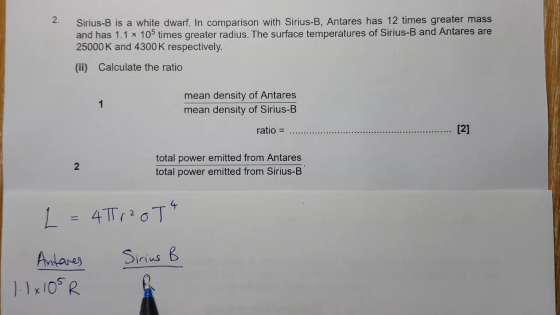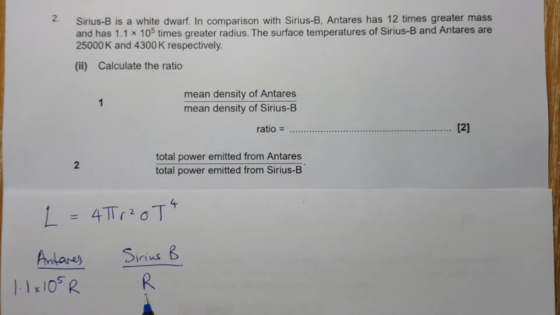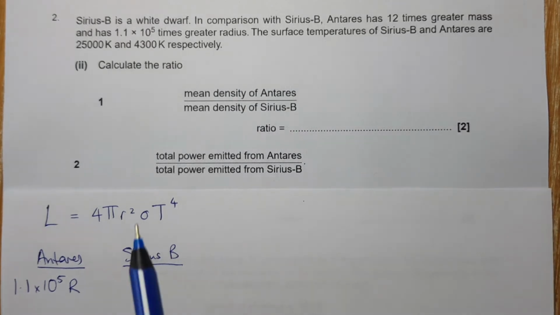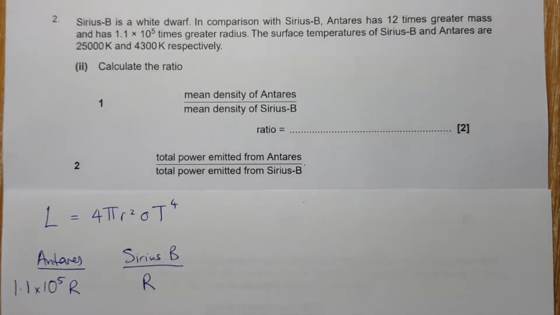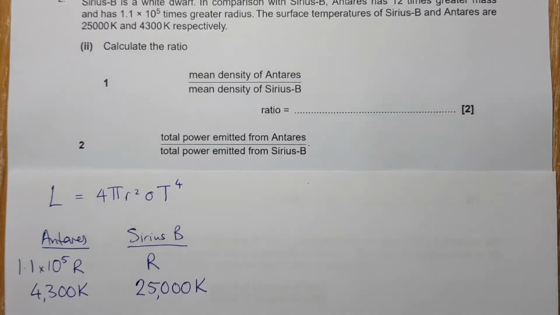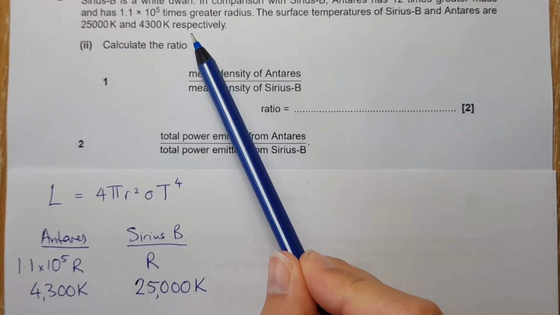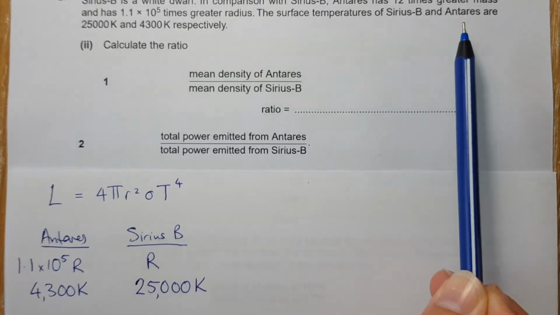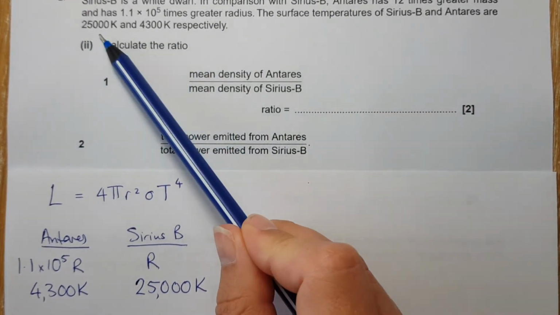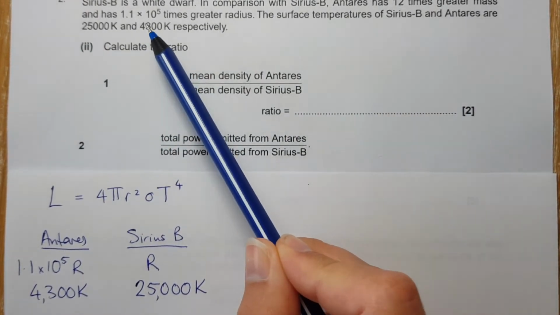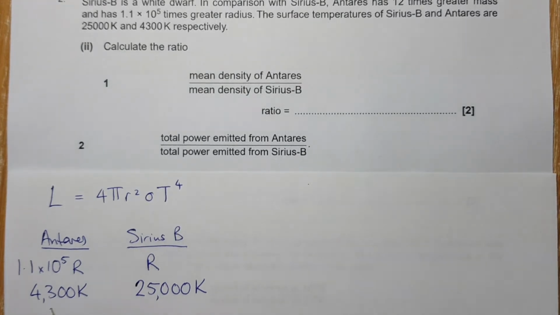As we saw in the first ratio, the radius of Antares is this times the radius of Sirius B. And then we're actually told the temperatures this time. They do need to be in Kelvin, and they are, so that's fine. So there are our temperatures. Remember, respectively means in the same order. So Sirius B and Antares, respectively, that one and that's Sirius B and that's Antares. And be very careful with how many zeros you've got there.